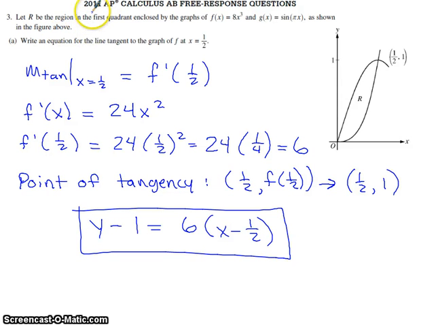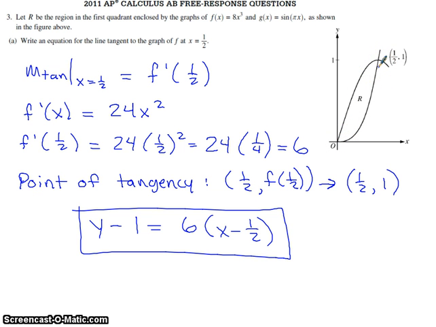So this is number 3 from the 2011 AP Calc AB exam, and they describe a region in the coordinate plane bounded by the graph of 8x cubed and sine of pi x. They've given us the region. They were even nice enough to provide us with the intersection of the two curves. So one of the intersections is (0, 0). The other intersection is (1/2, 1).